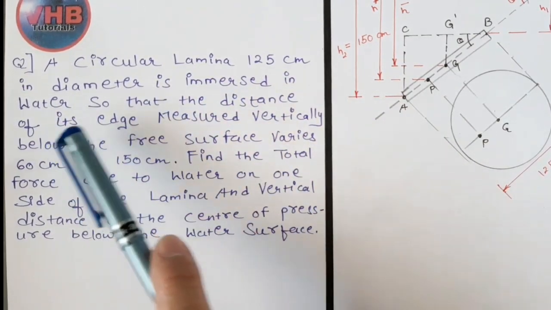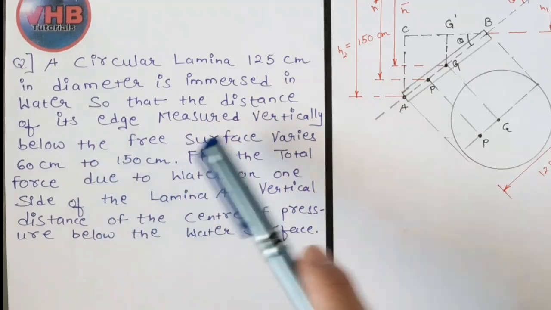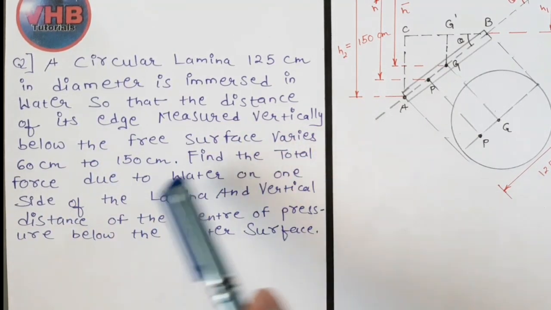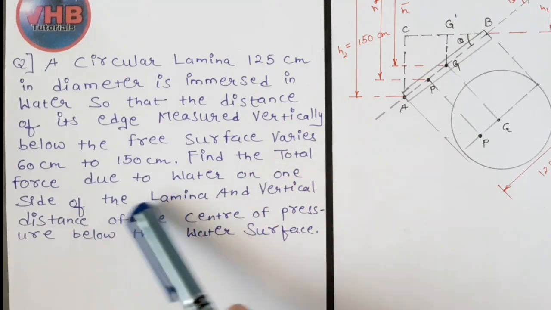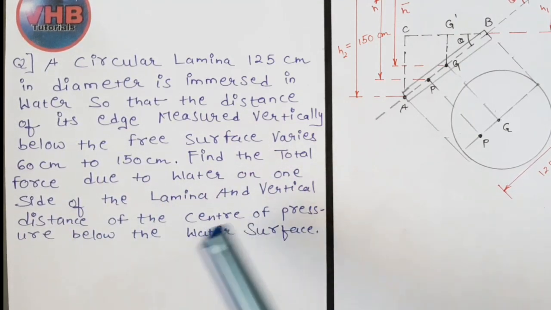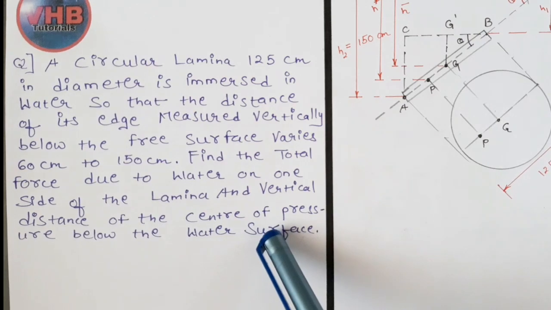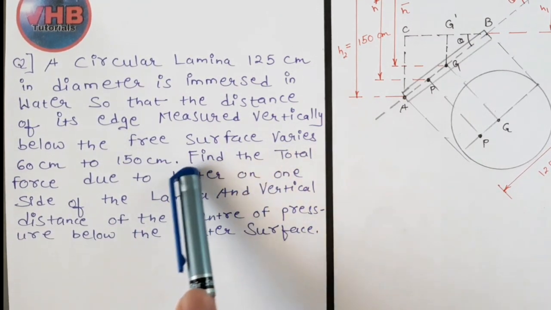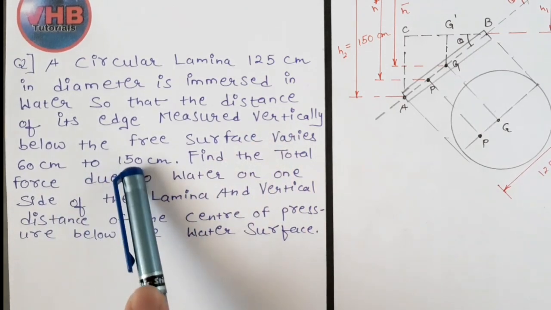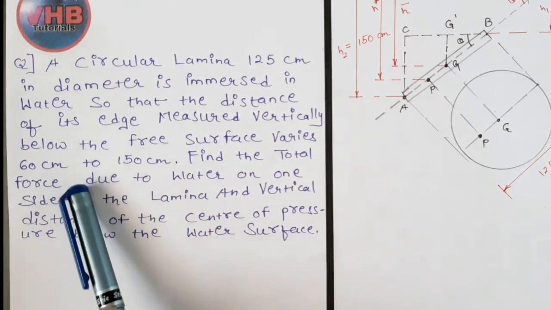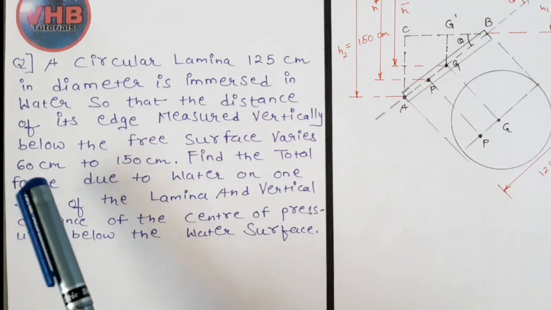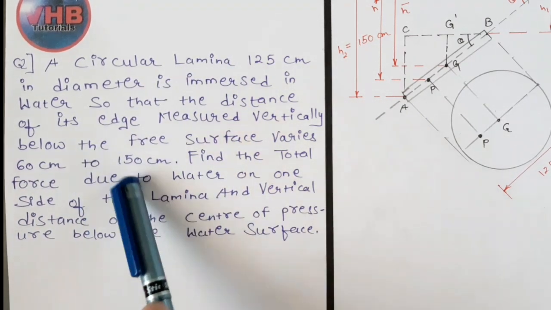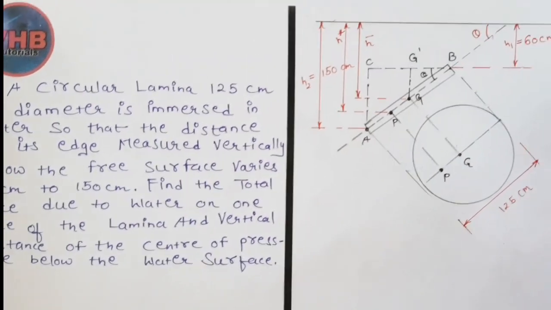the distance of its edge measured vertically below the free surface varies from 60 to 150 centimeter. Find the total force due to the water on one side of the lamina and vertical distance of the center of pressure below the water surface. Okay, so here the vertical height varies from 60 to 150. That means the height of one edge from the free surface and height of the second edge from the free surface is given. Okay, so I will show here.